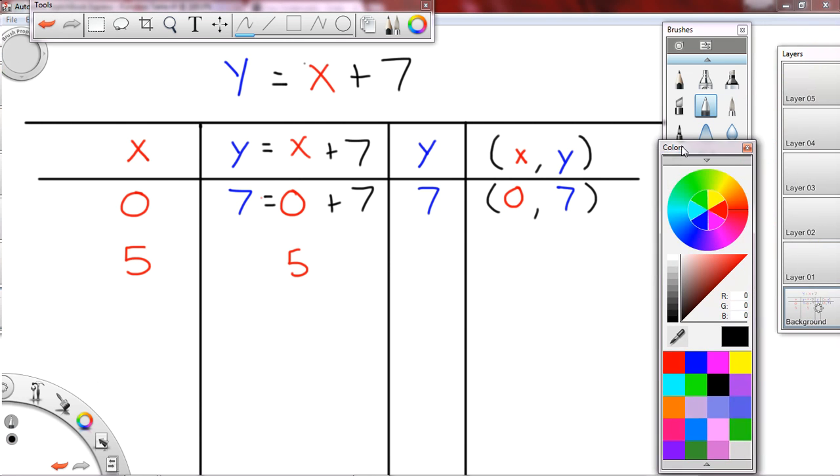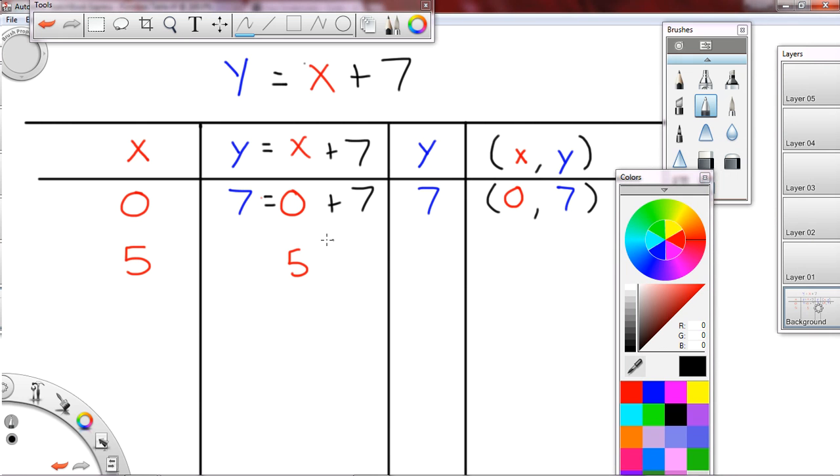I'm going to drag this a little bit closer so I don't have to move so far. 5 plus 7. And what's that going to be equal to? I'm kind of doing this backwards. I shouldn't do this backwards, but whatever. 5 plus 7 is equal to 12. And 12 is going to be our y.